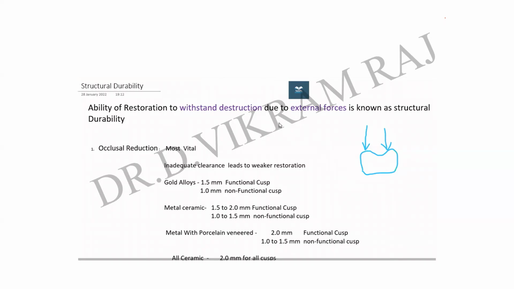Whereas on the non-functional cusp, it is about 1 to 1.5 mm, and gold alloys are 1.5 mm on the functional cusp and 1 mm on the non-functional cusp. And metal with a porcelain veneer is about 2 mm on the functional cusp and 1 to 1.5 mm on the non-functional cusp. And all ceramic is about 2.0 mm on all the cusps.